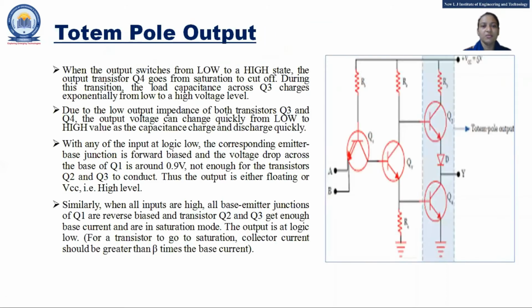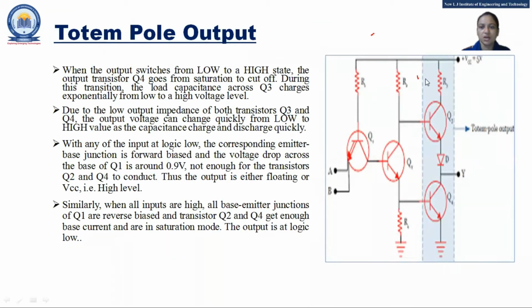Now the main characteristic of the totem pole output is this shaded area that you can see from the figure here. This dotted line area is known as the totem pole output. Whenever the voltage switches from a low level to a high level state, the transistor Q4 has to go from saturation to cutoff. That means here, saturation to cutoff region.